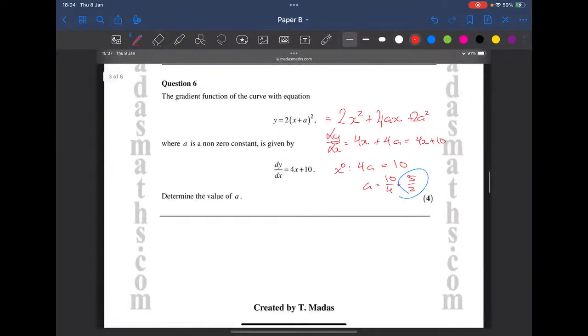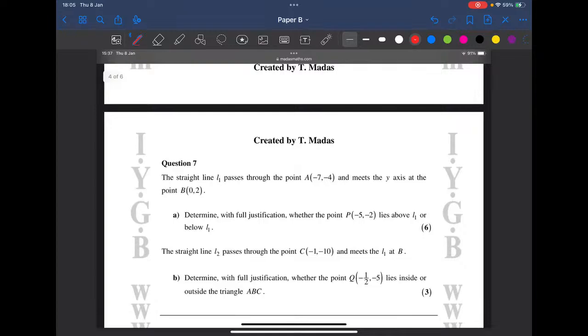Lovely jubbly, nice and quick one there. Let's go to number 7. What have we got then?